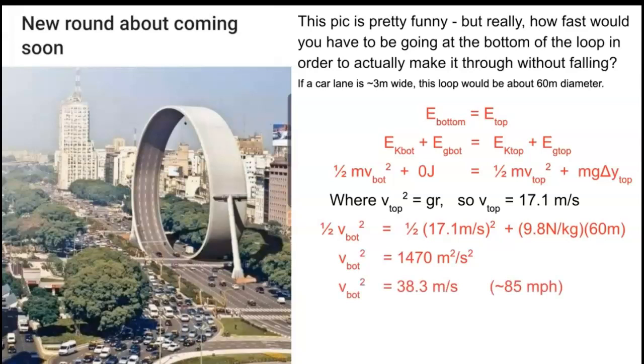this assumes you're just coasting through, I guess, and not revving the engine. But this says that you have to be going 38.3 meters per second at the bottom of the loop, which is 85 miles an hour, which doesn't seem that much. Well, I'm never going to get a chance to try it. I'm going to trust the math.